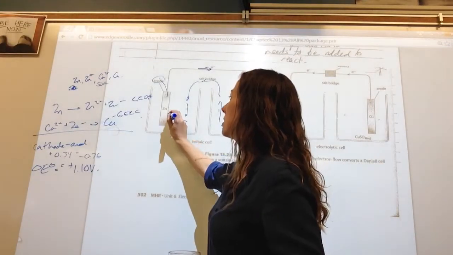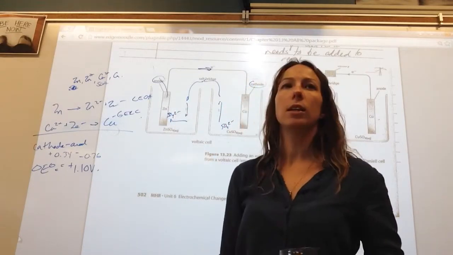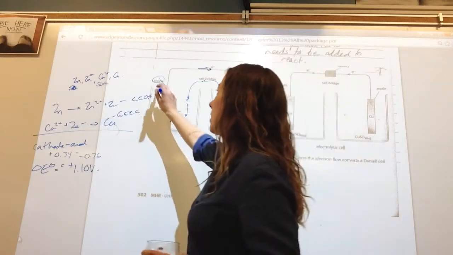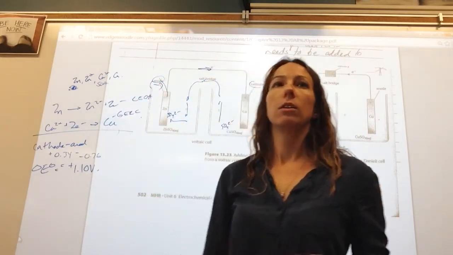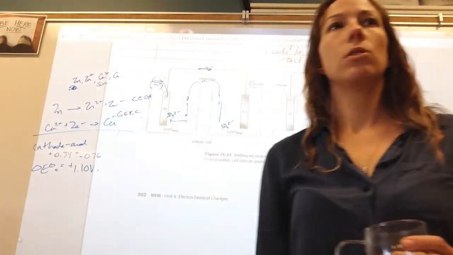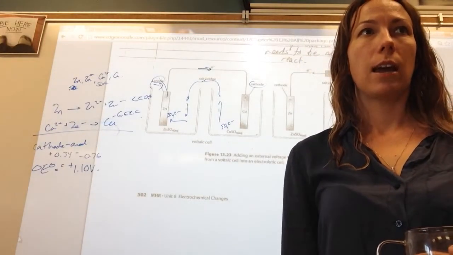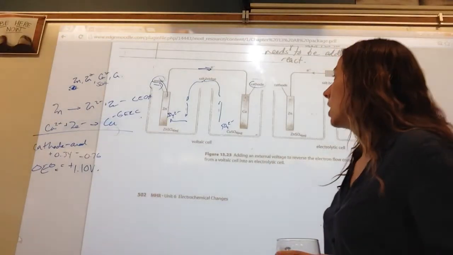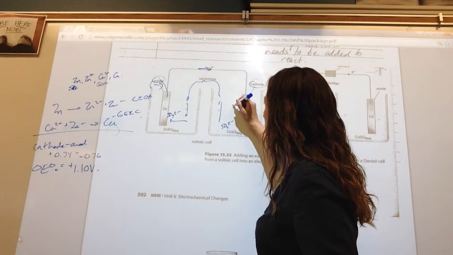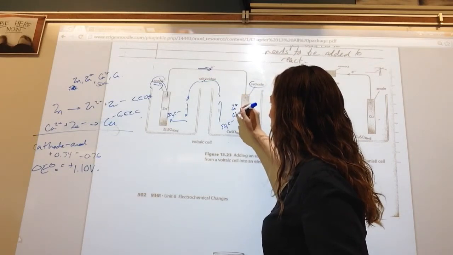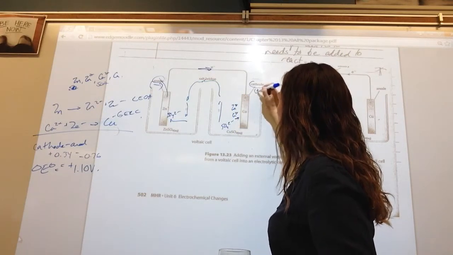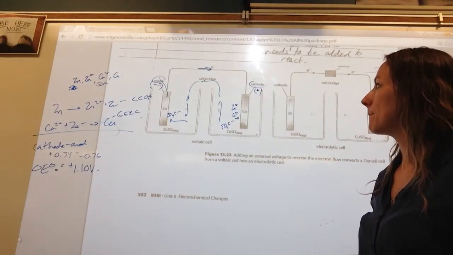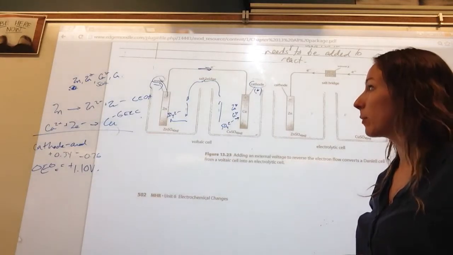Because these SO4 2 minuses are surrounded by anions, the anode is then negatively charged. And because the cations are traveling to the cathode, the zinc 2 plus and the Cu 2 pluses will be hanging out here, so the cathode will be positively charged. And I think that's everything we know about a voltaic cell.